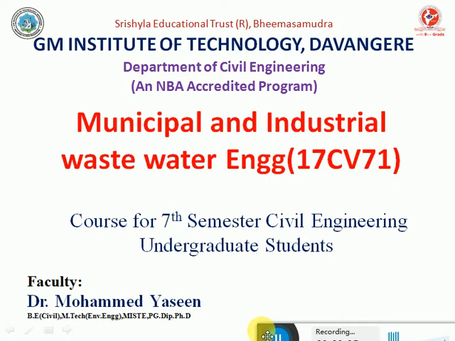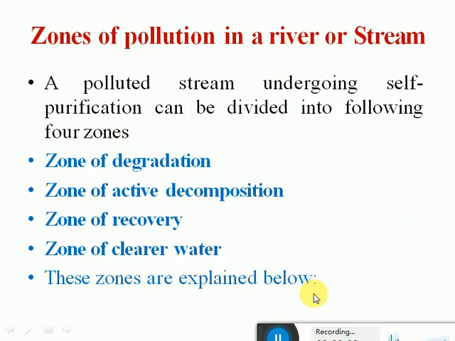So in today's class we shall discuss the zones of pollution in a river or a stream. We have studied the phenomenon of the self purification of rivers, that is, when you discharge wastewater into the river, the dissolved oxygen present starts to decrease, and again it starts to increase over a period of time. The self purification phenomenon happens naturally. To understand it more clearly, it is explained with the different zones of purification, as shown in this slide.